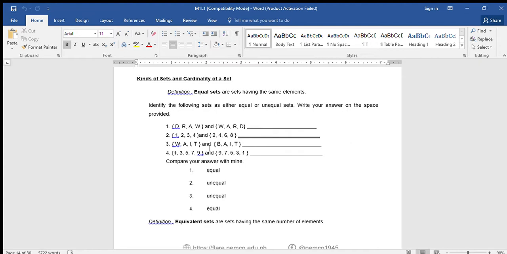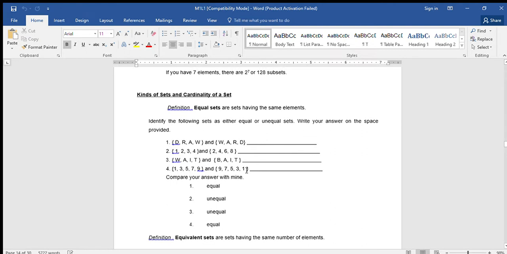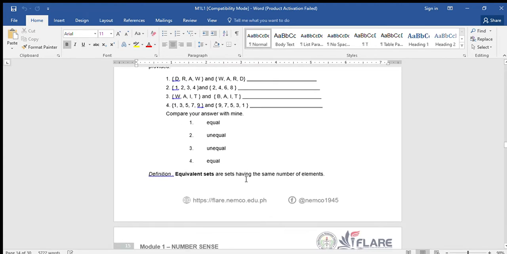Number 4, 1, 3, 5, 7, 9, and 9, 7, 5, 3, 1. Number 4 is equal sets because naa ang same na elements sa other set. So si 1 naa diri, naa pod diri sa pikas. Si 3 naa diri, naa pod sa pikas. 5 is here, 7, and 9. So we can say that these are equal sets. So those are examples of equal sets.